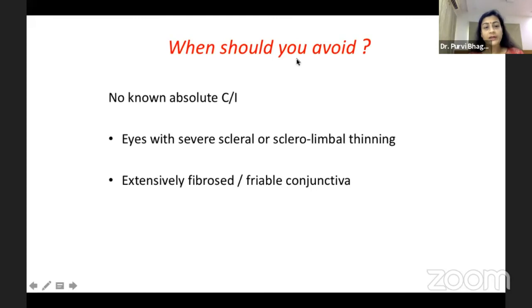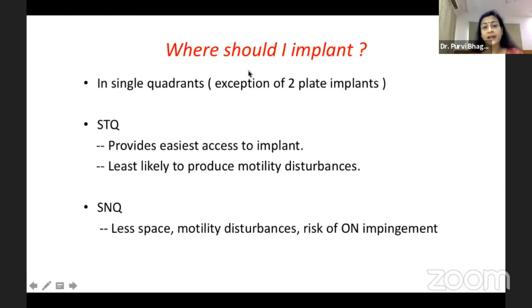When should you avoid it? There are now no known absolute contraindications where you cannot do a GDD. But definitely in cases where there is severe scleral or sclerolimbal thinning, in collagen vascular diseases, ophthalmic eyes, high myopic eyes, or where the conjunctiva is extremely fibrous and friable, where dissection is going to be very difficult and there are risks of scleral perforation, then perhaps you might consider other alternatives and avoid a GDD. And finally, where should you implant the GDD?